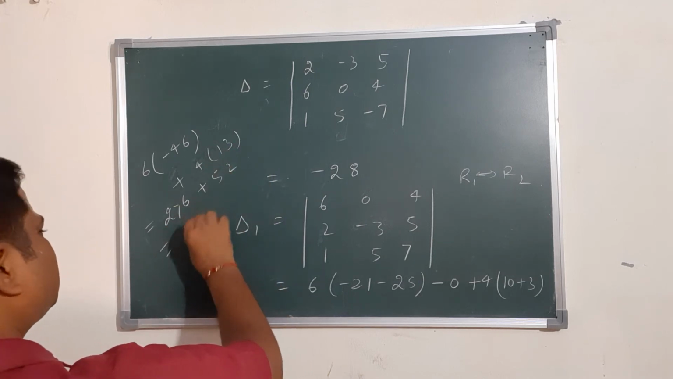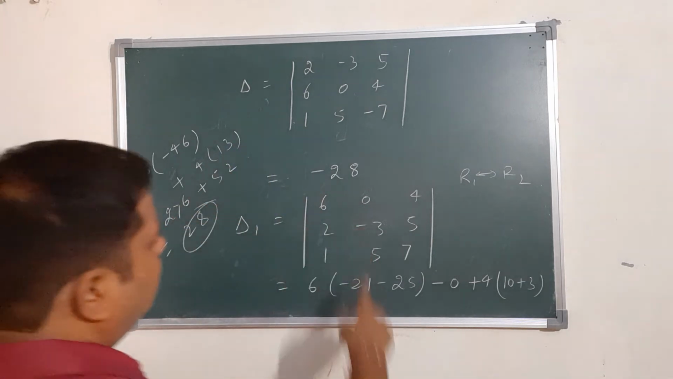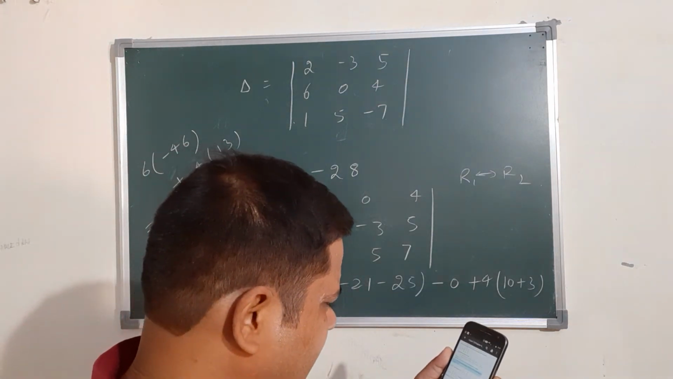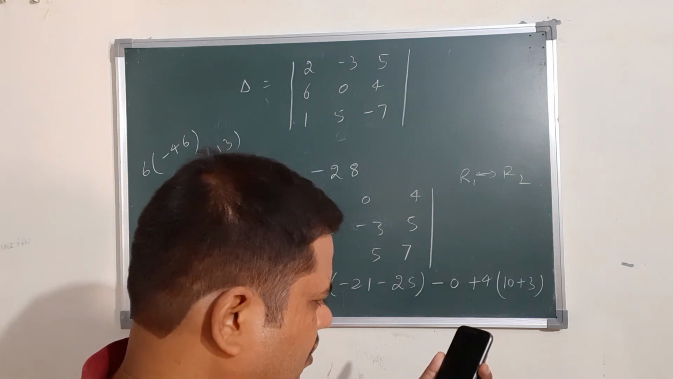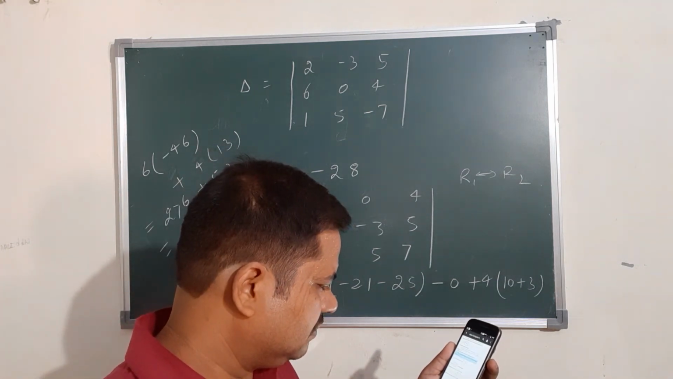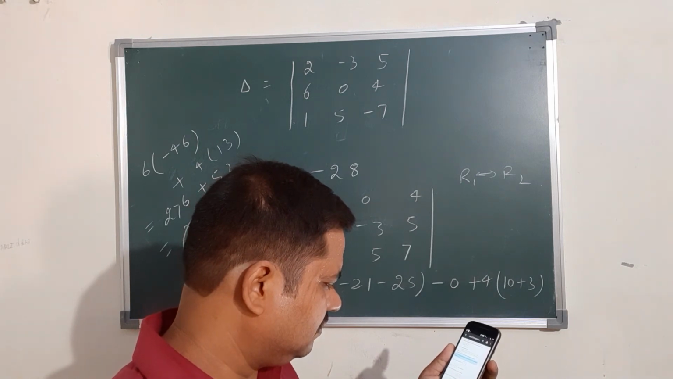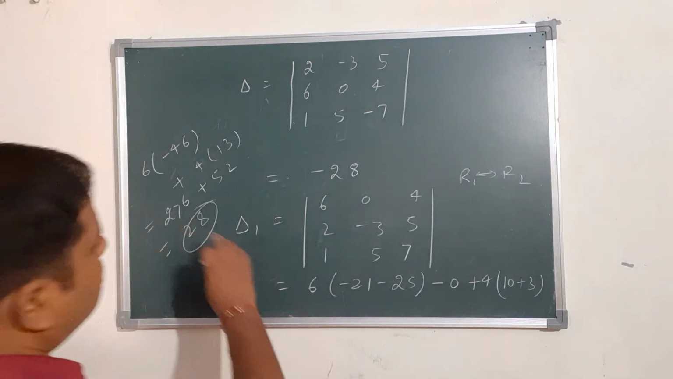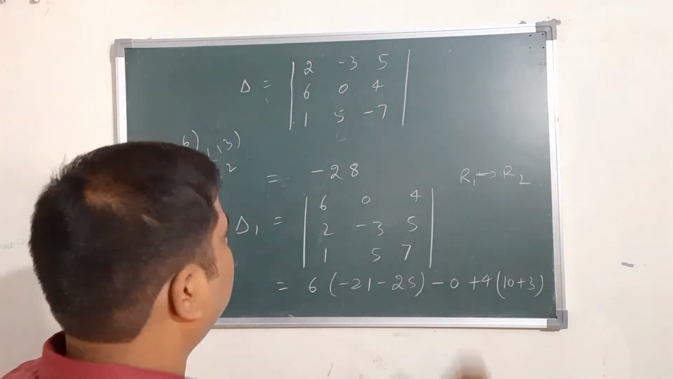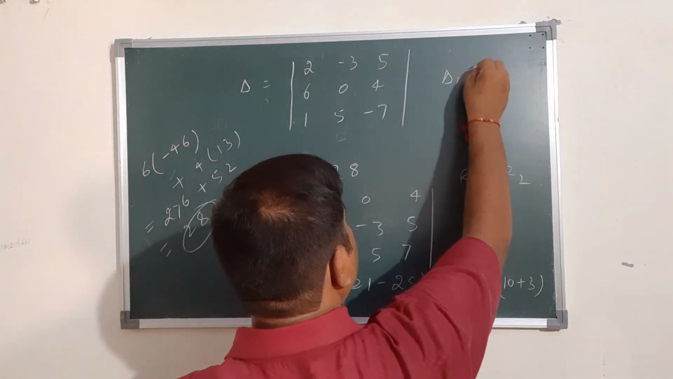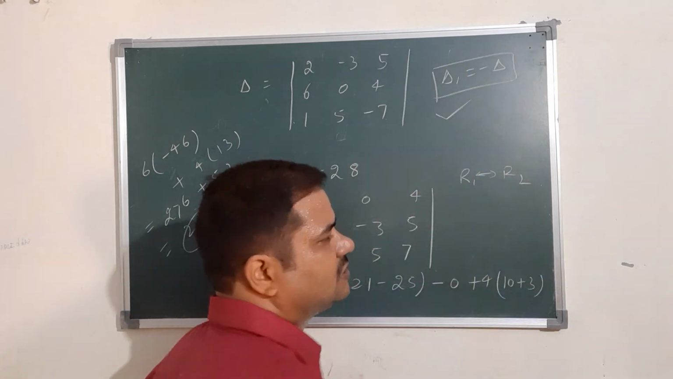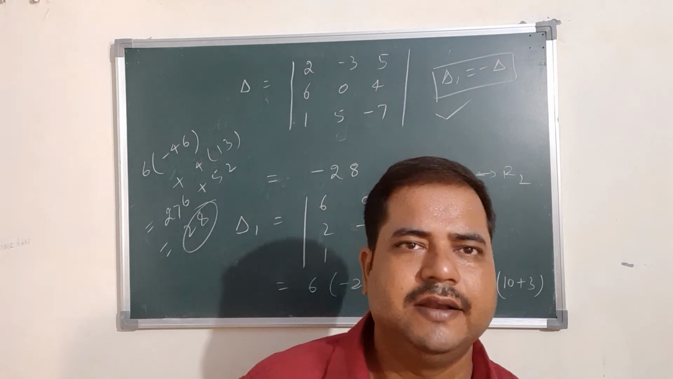So this is also 28 actually, maybe some misprinting is there, because it will not come. Okay, see, so this is 28 actually, and if you see, delta 1 is nothing but minus of delta, so the second one is verified.